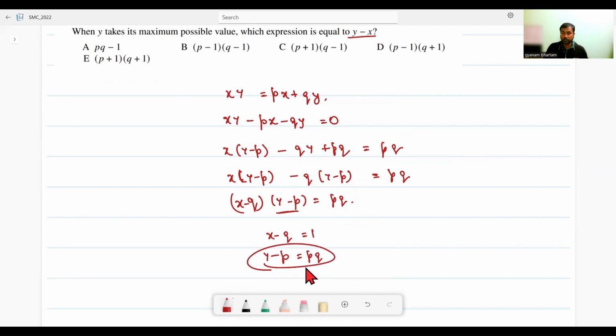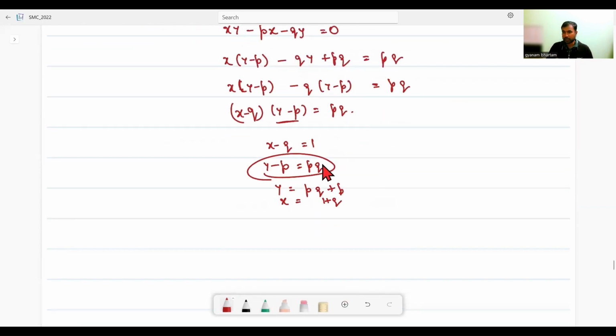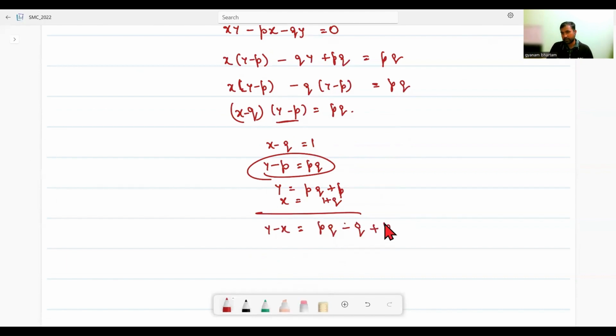And this is how we are assigning the highest value of y minus p, because we have to maximize y. So y is going to be pq plus p, and x is going to be 1 plus q. And if we subtract, what we have to find is y minus x. So y minus x is going to be pq minus q plus p minus 1.